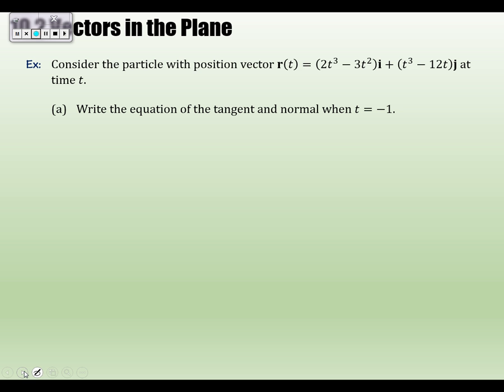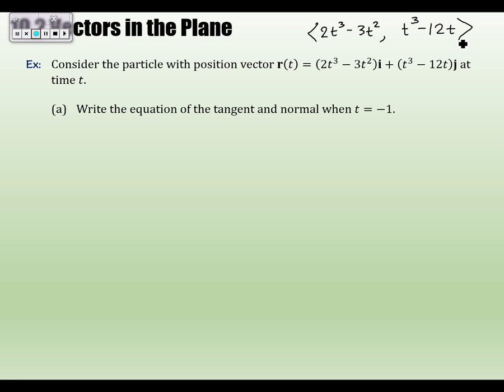It's really the same. If you prefer, you can right away rewrite it as 2t cubed minus 3t squared, comma, instead, if you like this kind of way of writing it. They mean the same thing, okay, just to be clear. So I hope you understand both ways of thinking about it. Write the equation of the tangent and normal line when t equals -1.